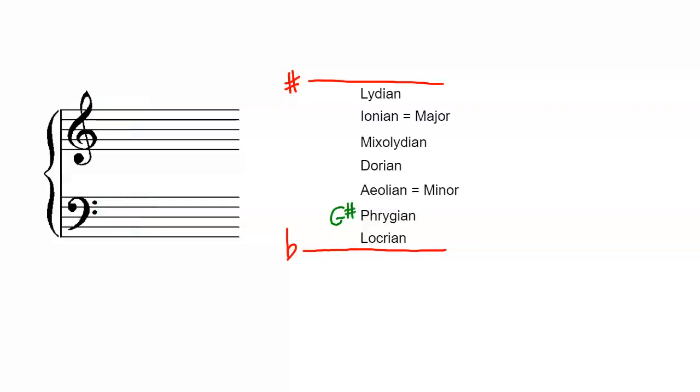G sharp Phrygian then would have 4 sharps. G sharp Aeolian or G sharp minor has 5 sharps. And if I wanted to bring the G through the flat portal, coming from Mixolydian, I come down 1, 2, 3, 4 to Locrian, and one more brings me through the portal to G flat Lydian. G flat Lydian then would have 5 flats.